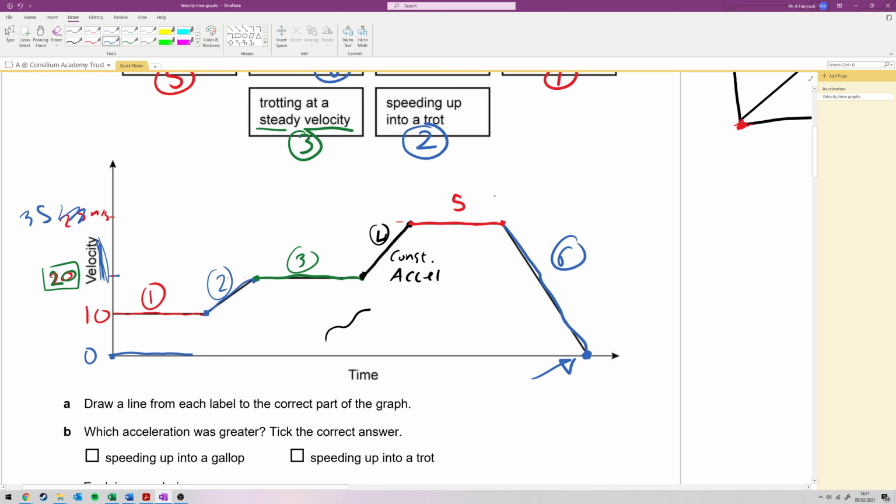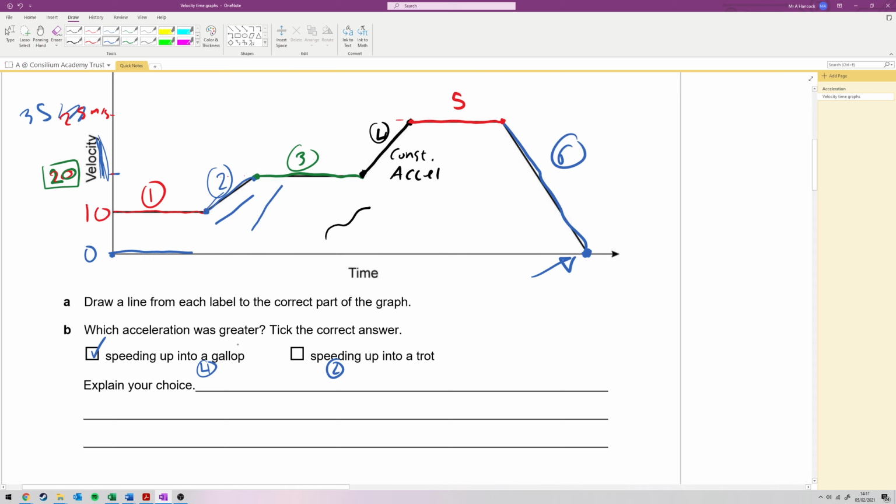On a distance time graph, the steeper the slope, the steeper the velocity is, right? On a velocity time graph, the steeper the slope, the quicker the acceleration is. And to me, 4 looks a lot steeper than 2, okay? 2 looks quite shallow, 4 looks a bit more like this, I think. So 4 is steeper, so that means this was 4, and this was 2. 4 was the greatest acceleration.